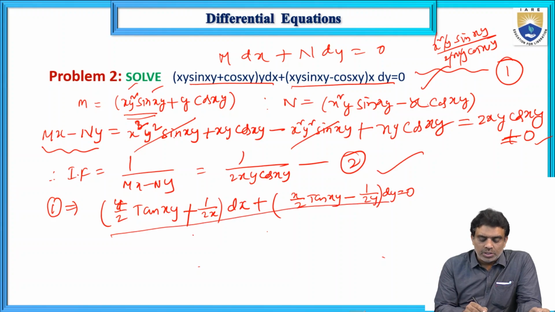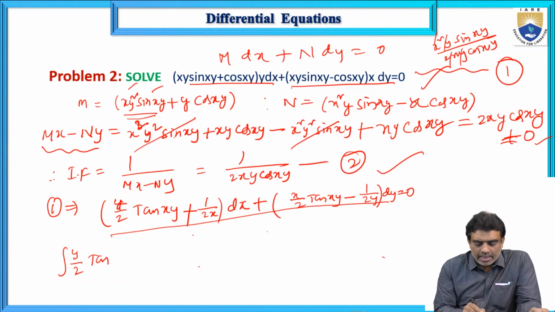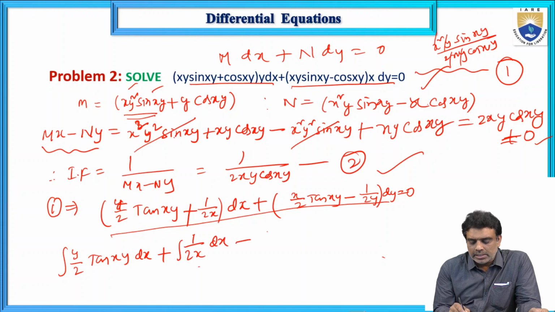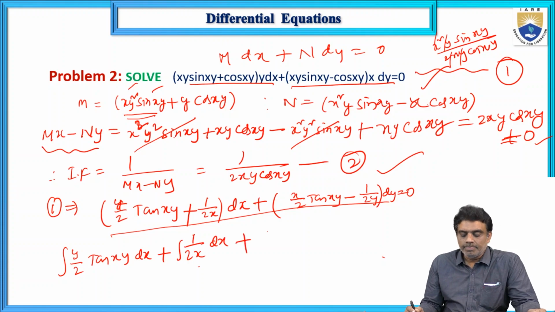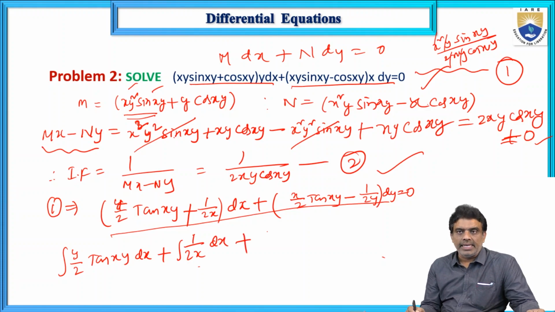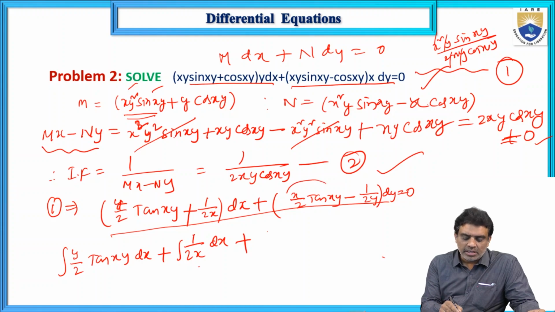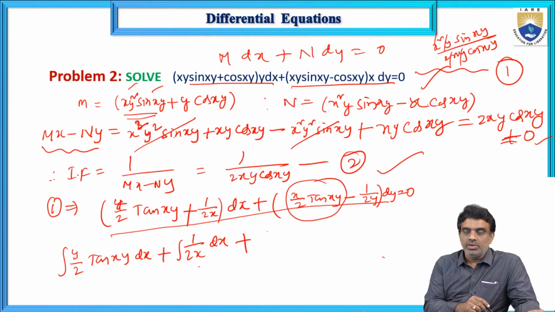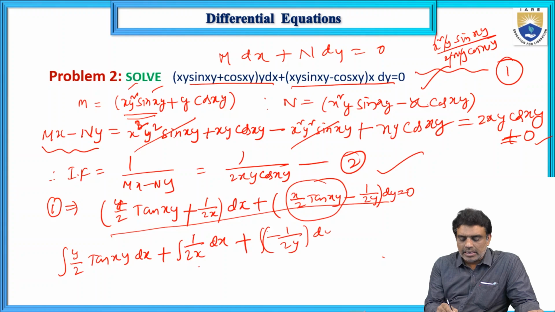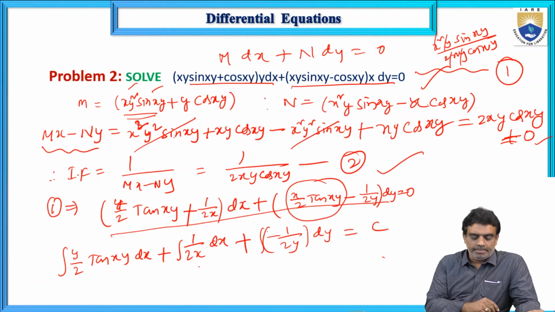To find the solution, we write integral m dx. Integral m dx means y by 2 tan xy dx plus integral 1 by 2x dx plus integral the terms of n not containing x terms. So in the first term already there is an x term, so we should discard that and we do only 1 by 2y minus an integration of dy is equal to c.